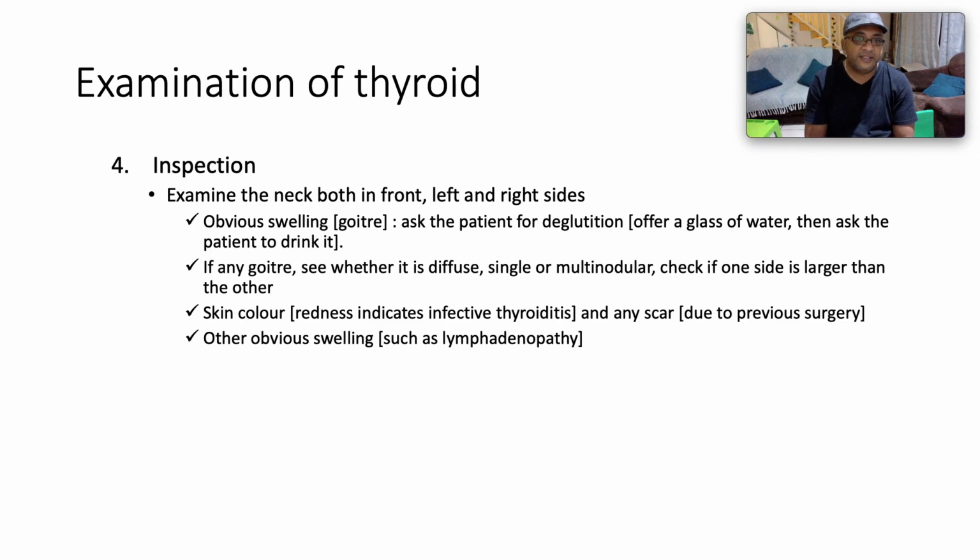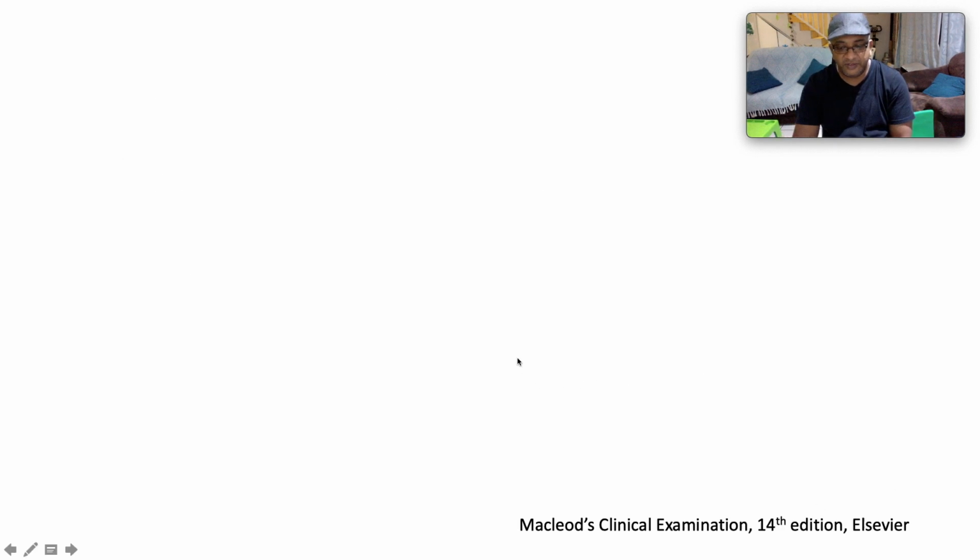Right. Look at the skin color, the overlying skin color. Redness, as we know, indicates an infected thyroiditis. Look for any scar, which could be there because of previous surgery, and other obvious swelling, such as lymphadenopathy.